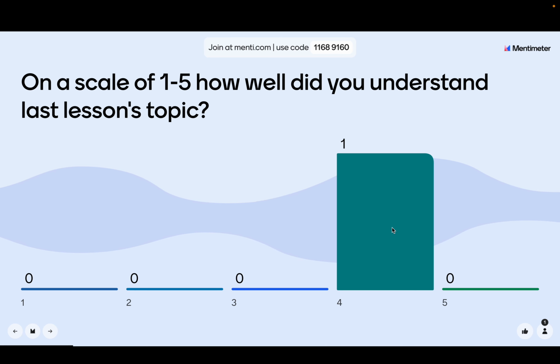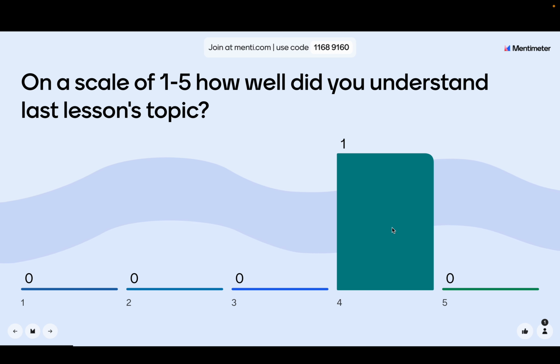In the first part, I'll focus on the previous lesson, and I'll ask some questions about the last lesson. Right here, you can see, on a scale of 1 to 5, how well did you understand the last lesson's topic. For the sake of voting, I voted myself as a student. So you can see, on a scale of 1 to 5, one student understood at level 4, let's say. They didn't understand all the things, but they understood most of the things.